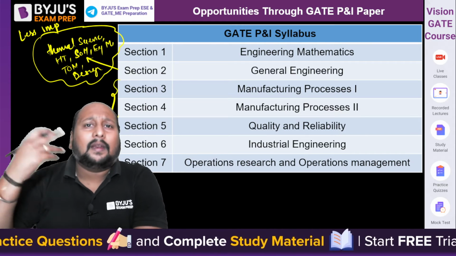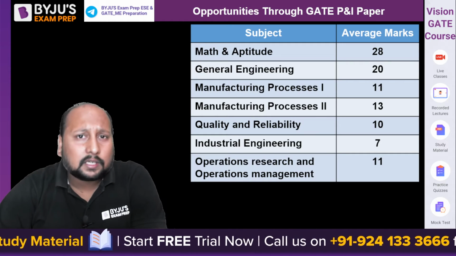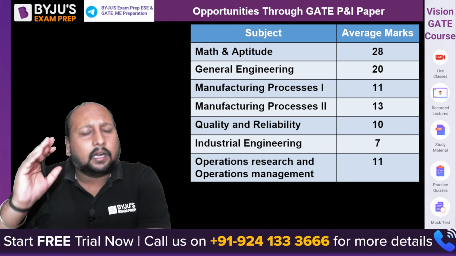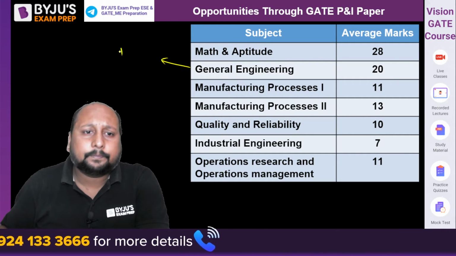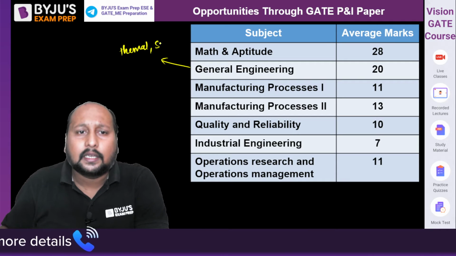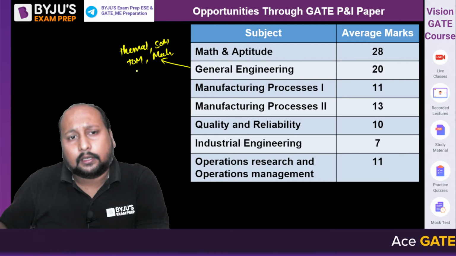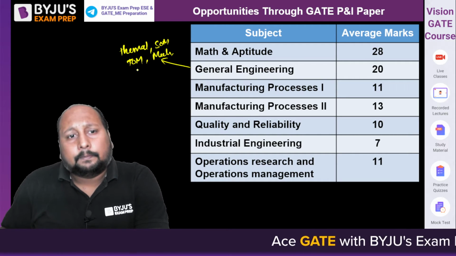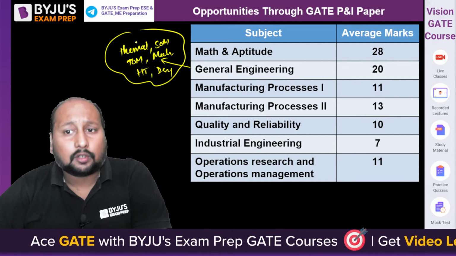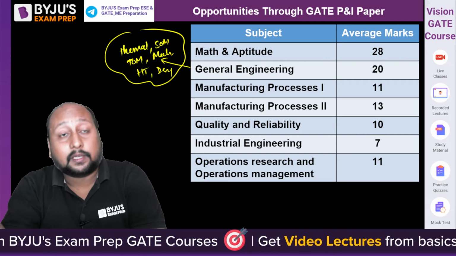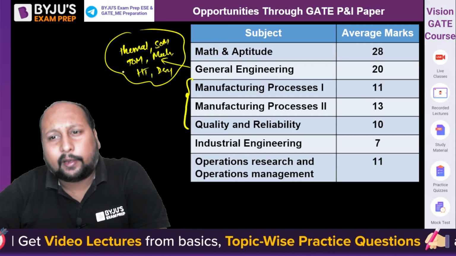Now, if I talk about the previous years' subject-wise weightage analysis for the previous 3 or 4 years of GATE PI papers, in math and aptitude we normally have 28 marks. General engineering, which I already told you comprises all the miscellaneous subjects, that is thermal science, strength of material, mechanics, heat transfer, design, all the subjects are included. So it carries a total weightage of 20 marks. This means 7 to 8 subjects carry a weightage of 20 marks. Manufacturing processes 1 and 2 combined carry a weightage of approximately 24 marks.